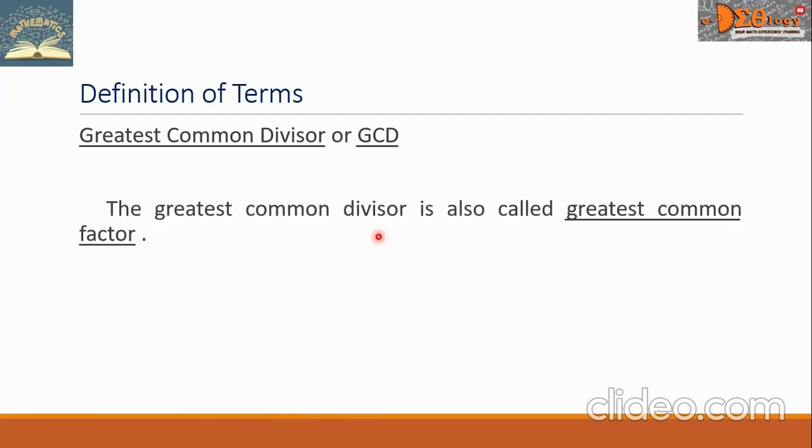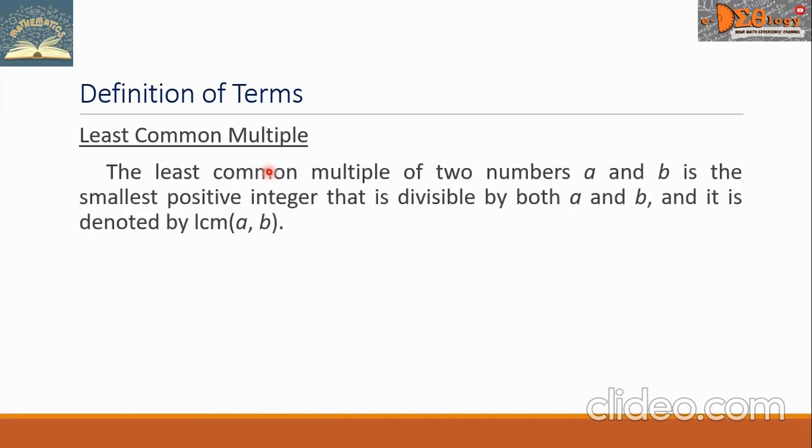The greatest common divisor is also called greatest common factor. The next term is least common multiple. The least common multiple of two numbers a and b is the smallest positive integer that is divisible by both a and b, and it is denoted by LCM(a, b).